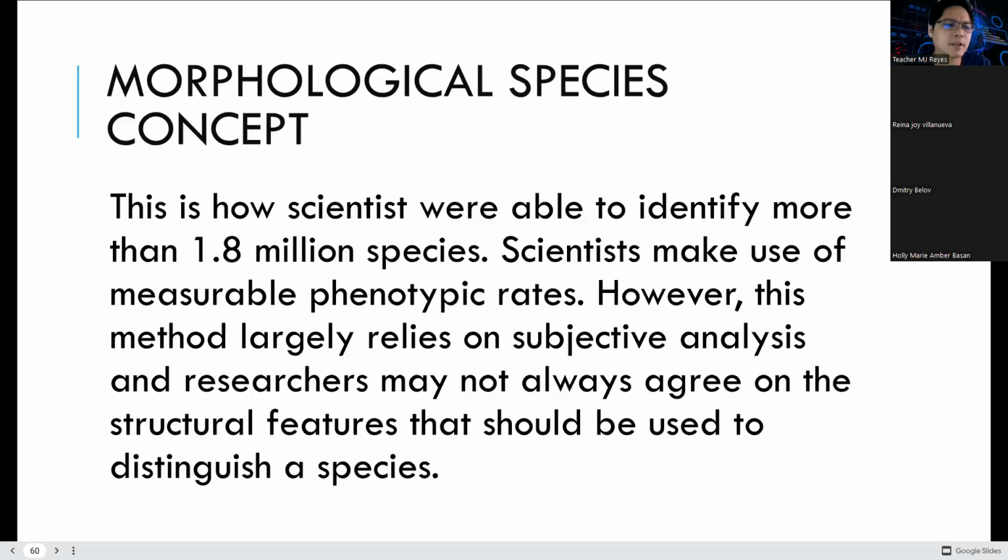Morphology, on the other hand: we can check the morphological characteristics of an organism and put it in, shall we say, a group. But then again, we also need to consider the other features, the other characteristics of that particular species or organism.